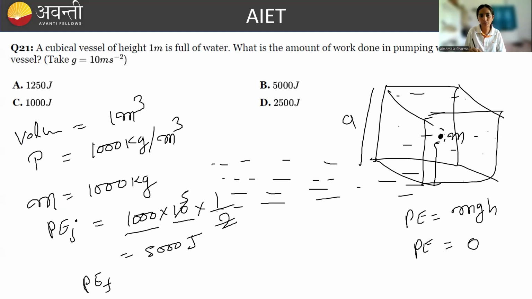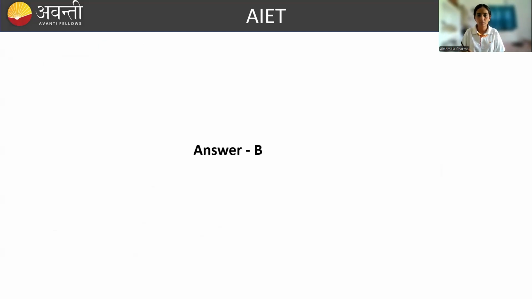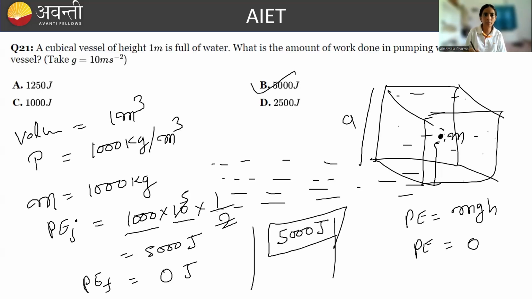Final potential energy is how much? It is 0 joule. So work done will be what? Change in potential energy. So work done is going to be 5000 joule in magnitude. Okay. So the correct answer will be B. Just an energy conservation question. Done. I hope this question is clear.